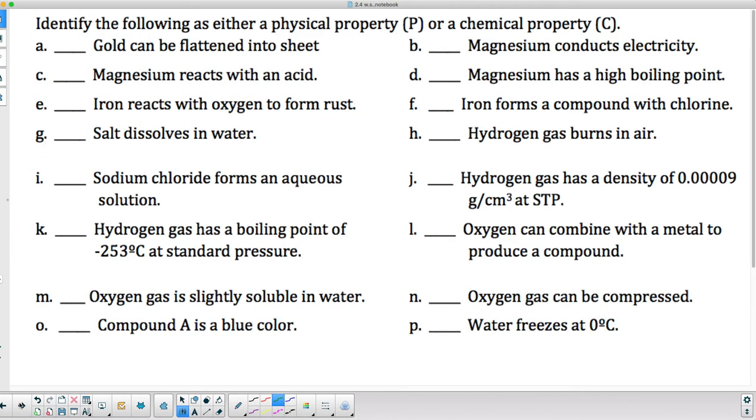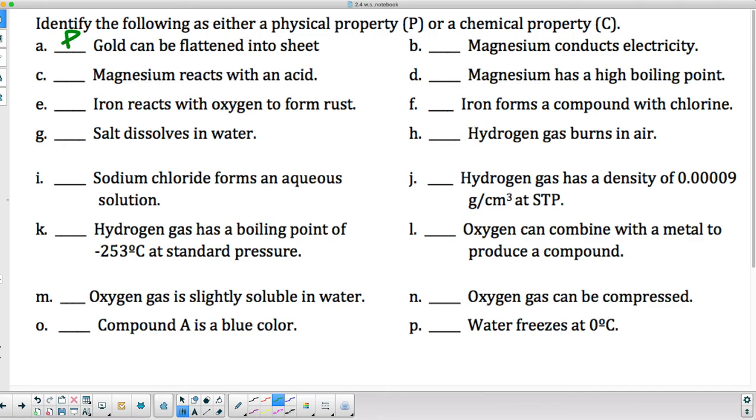I'm going to keep going here. Identify the following as either a physical property or a chemical property. Okay, a chemical property describes how something changes into a new form. If it's physical, it can change shape, it can change this or that, but it doesn't change into something brand new. That would be physical. So gold can be flattened into a sheet. That would be physical because the gold's not changing, it's just changing its appearance. It's not changing its structure.